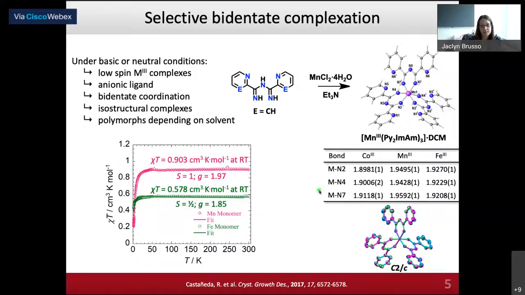And so once we had this, I do mention basic and neutral conditions. Under neutral conditions, the reaction is a bit slower, so you can get bigger crystal growth, whereas under basic conditions, the yields tend to be higher. But either way, they generate the same compound.